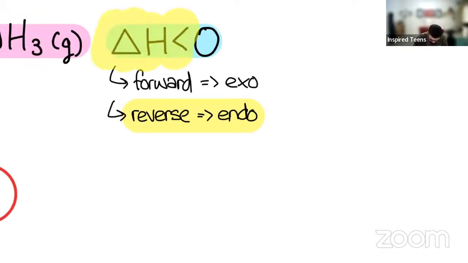Because firstly, this tells us that forward is exo. Then we know that reverse will be opposite. So reverse is exo. How do we know that endo is favored? Because when there's an increase in temperature, endo is always favored. And therefore, endo is reverse. So the reverse reaction is favored.